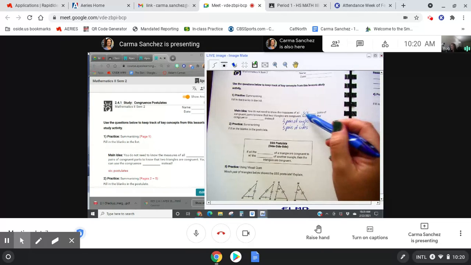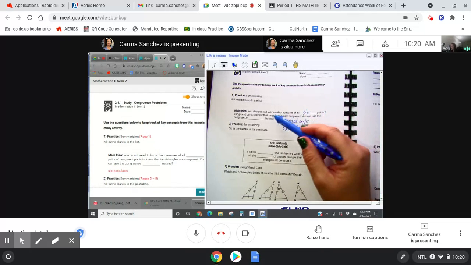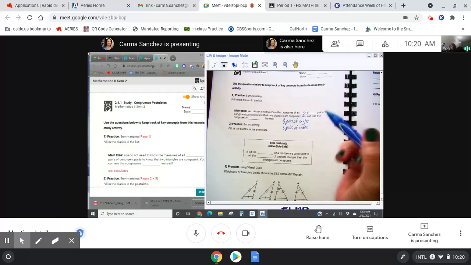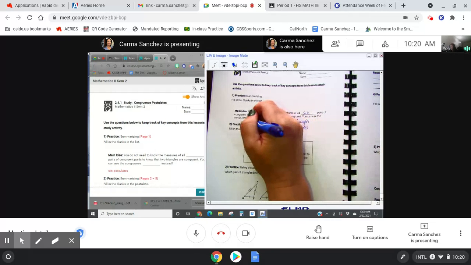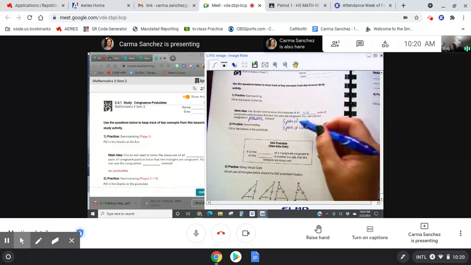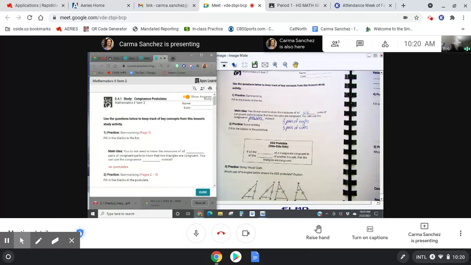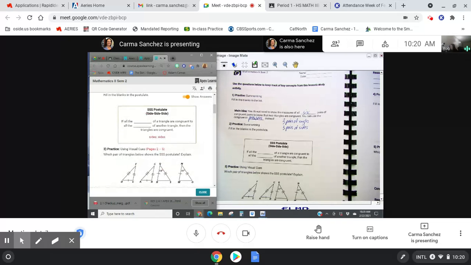But you don't need all 6 pairs to know that 2 triangles are congruent. You can use the triangle congruence postulates with only some of the parts to know if things are congruent. Okay, so here we go.